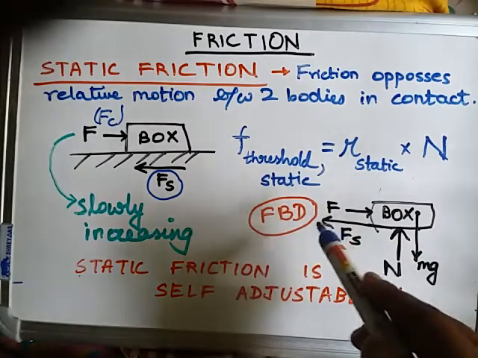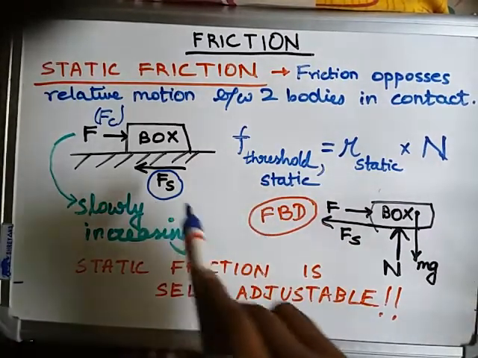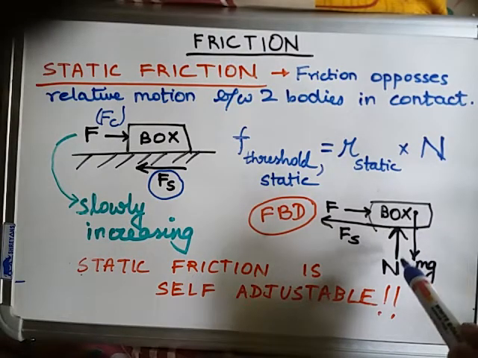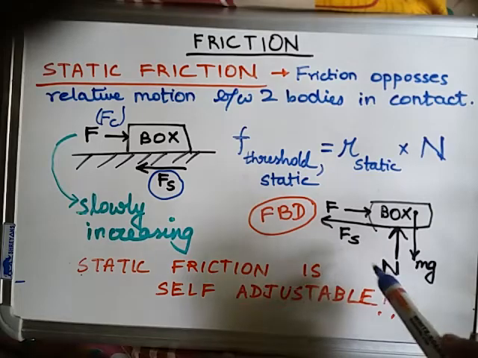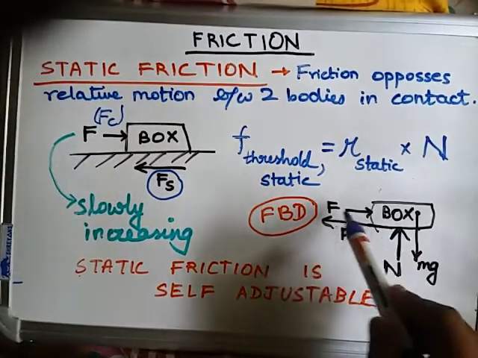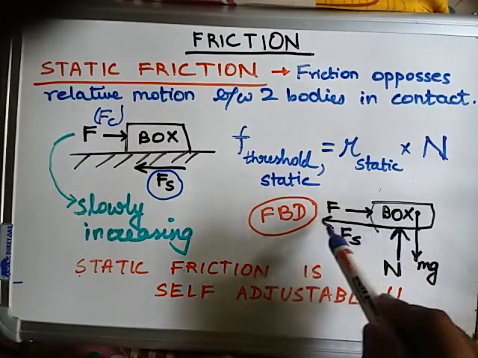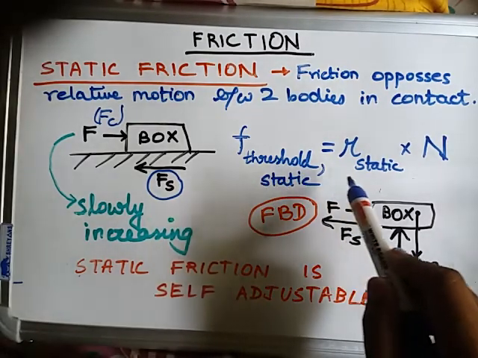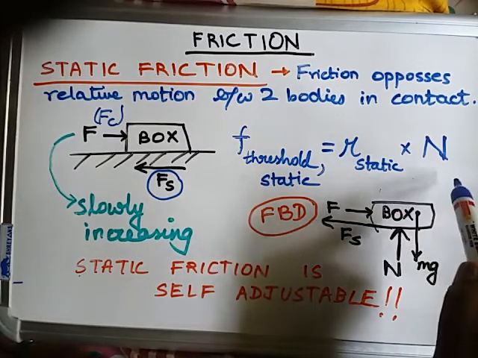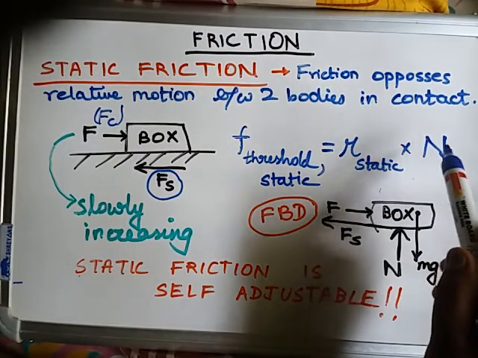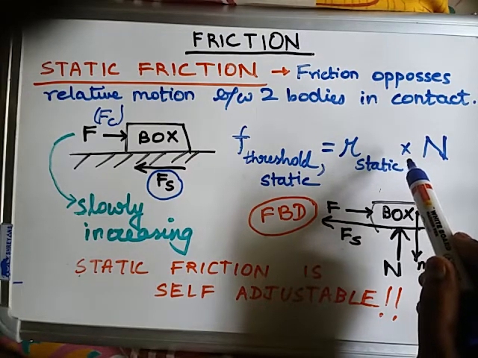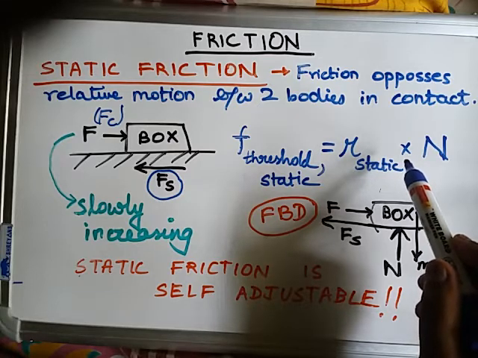Now what is normal reaction? If we draw the free body diagram of this box, we see that gravity is acting on it, and the normal reaction is provided by the surface. Also the force is applied in this direction and the friction occurs in the opposite direction. So F threshold static is mu static times the normal reaction. Mu static is called the coefficient of static friction. So this completes our knowledge about static friction.